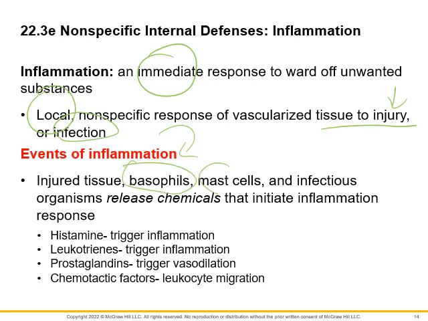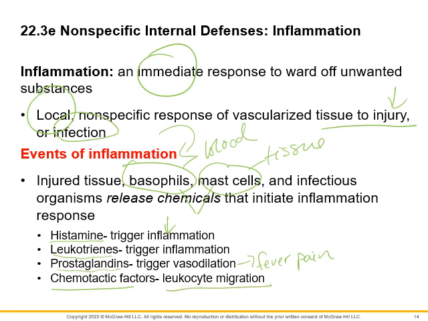But remember, basophils and mast cells. So we said mast cells were in tissue. Basophils are in your blood. Both of these can trigger inflammation by releasing these chemicals: histamines, leukotrienes, prostaglandins. This is going to trigger fever, pain receptors. The chemotaxis that we talked about a little bit with platelets is going to cause leukocytes, or white blood cells, to come to the area. So basically they send out these chemical signals that cause this inflammation response.